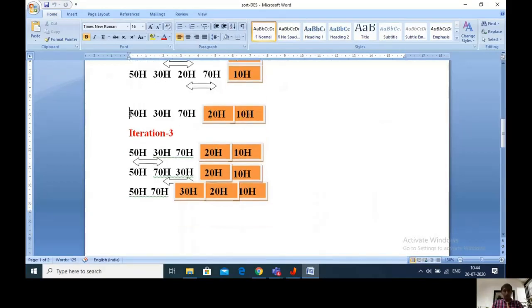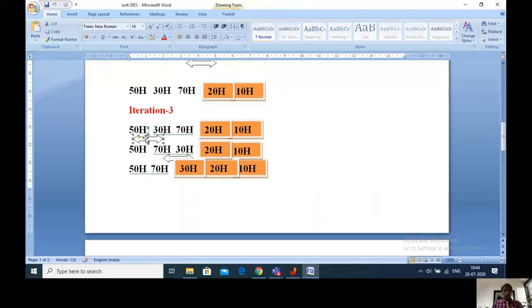Take the same arrangement here. Here also, first comparison. In the first comparison, the first byte is compared with the second. In this example, the first byte is greater than the second byte, so no need of exchange. Keep it as it is: 50, 30. Next, similarly, this side 70, 20 and 10. Now this is after the first comparison.